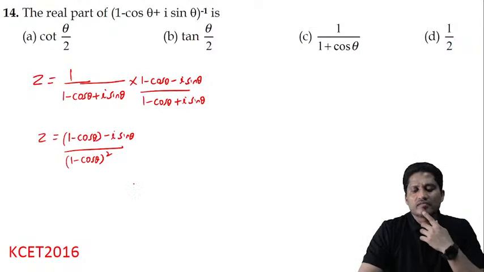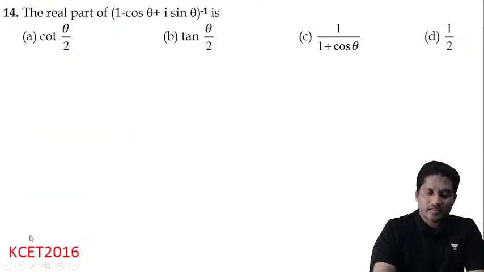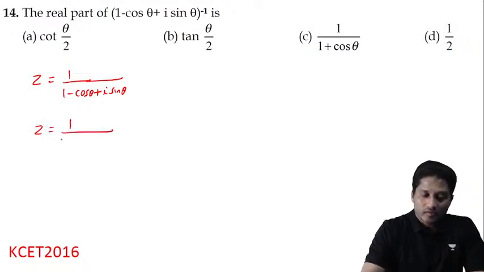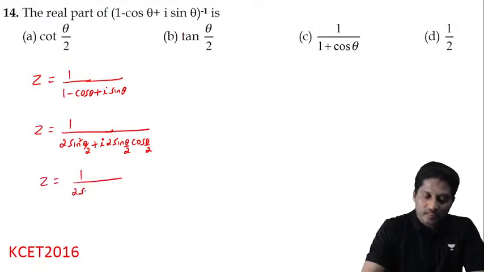This will be lengthy, guys. Let's do it like this. z is equal to 1 divided by 1 minus cos theta plus i sin theta. I just wrote z power minus 1 as 1 by z. Now z is equal to 1 upon 1 minus cos theta, which is 2 sine square theta by 2, plus i times sin theta, which can be written as 2 sin theta by 2 cos theta by 2. Now z is equal to 1 divided by 2 sin theta by 2. I'll take it common. What is left out is sin theta by 2 plus i cos theta by 2.